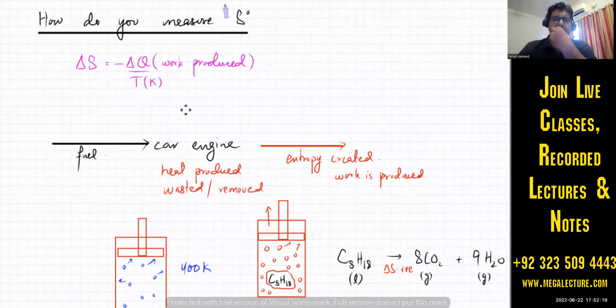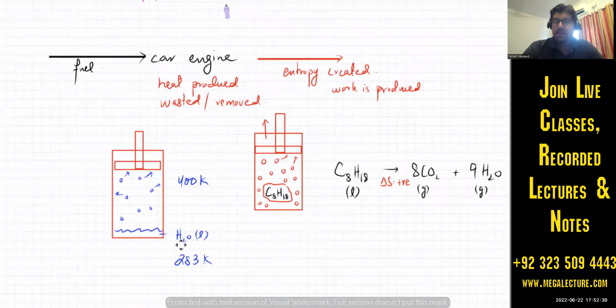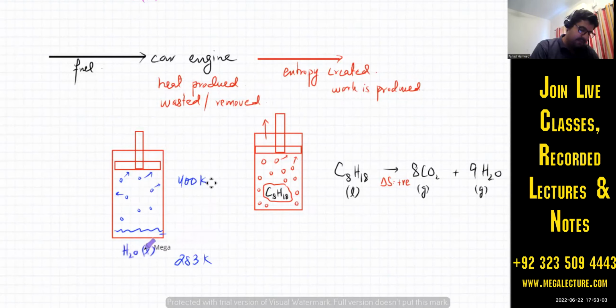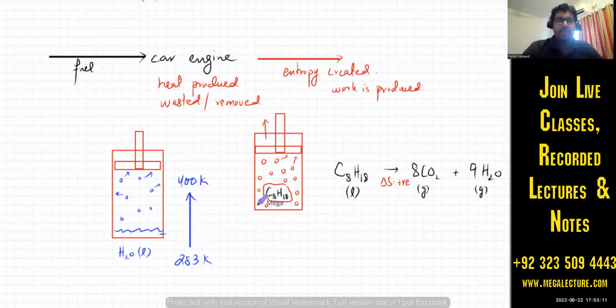The formula of entropy relates to how much work would be produced by a certain substance, whatever the substance is, at a particular temperature. So entropy is basically the useful work that is produced by something at a particular temperature. That's the entropy change. For example, if I have liquid water at 283 kelvins, and I take it up to 400 kelvins. At 283 kelvins, that liquid water is in the form of a liquid.